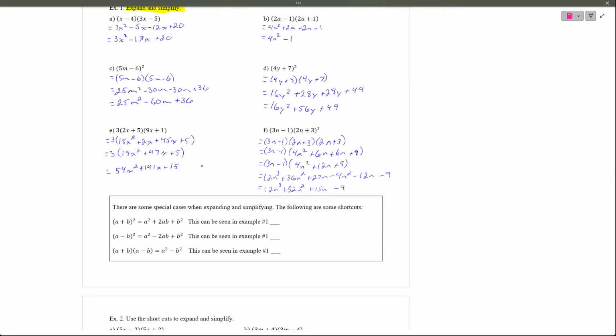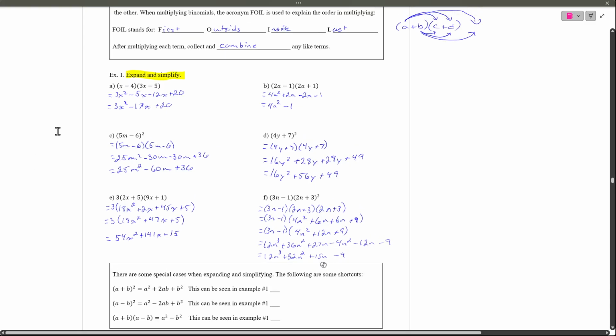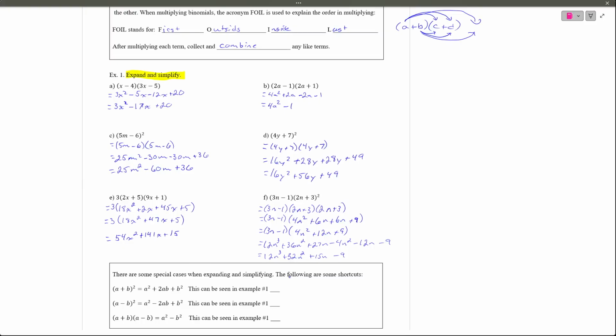So there are some special cases when expanding and simplifying. Let me go up a little bit so we can see all the work we just did. So here are the following shortcuts. Whenever you see a plus b all squared, that can be simplified into just a squared plus 2ab plus b squared. So look around. Do you see anywhere we have some term plus another term and then the whole thing is squared? Definitely not the first one, not the second one, not the third one, because that's a minus. The fourth one, yes, there it is. 4y plus 7 all squared. That's the same thing as here.